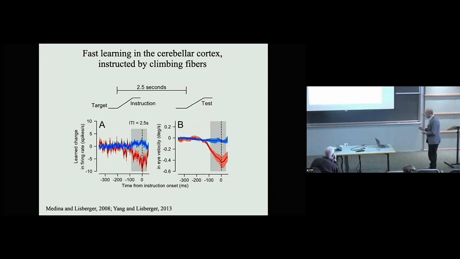So this is the evidence. It tells us that there is fast learning in the cerebellar cortex instructed by climbing fibers. I've been criticized because this is correlational on the one hand. On the other hand, it's sort of causal in the sense that I've manipulated whether or not the climbing fiber's there, and I've shown that learning depends on it.